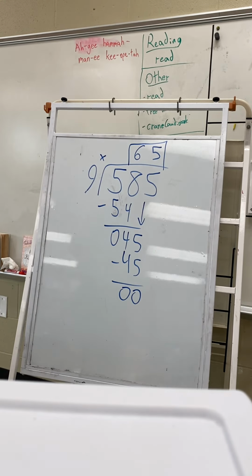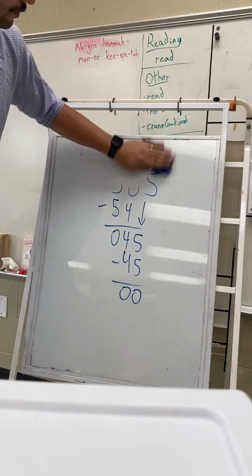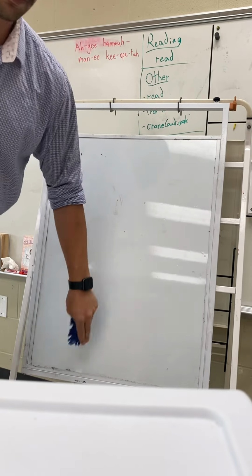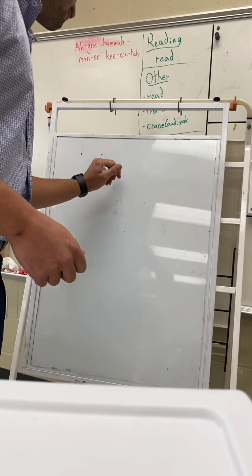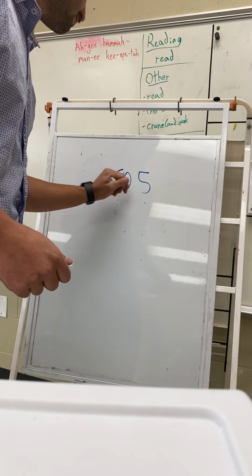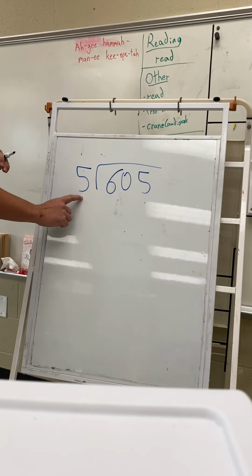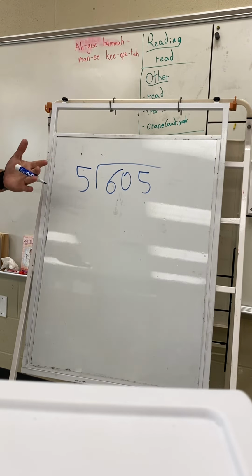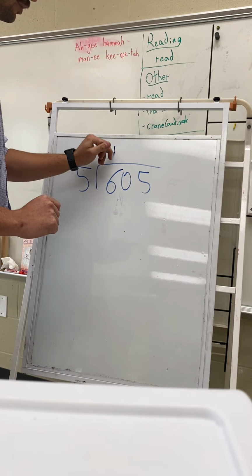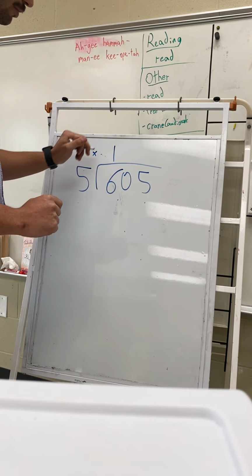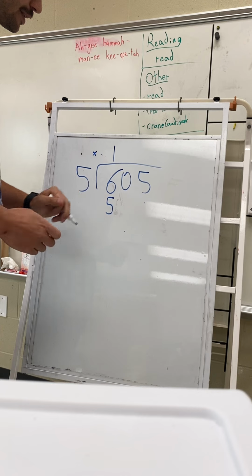All right, well, let's go ahead and check out number 2. Number 2 is 605 divided by 5. So the first thing we're looking at is, can 5 go inside of 6? And yes, it can. It can fit 1 time. So we put our 1 up here, and then we do our multiply step. 5 times 1, well, that gets us 5.